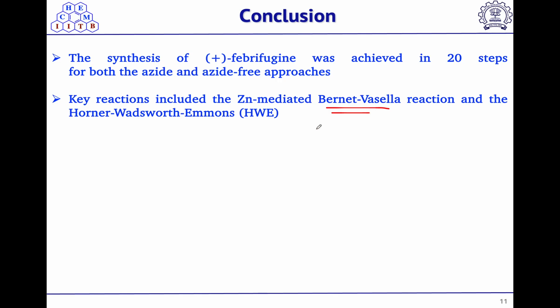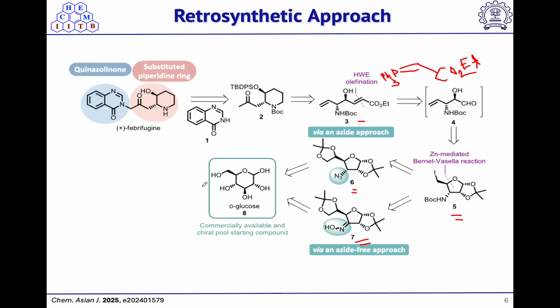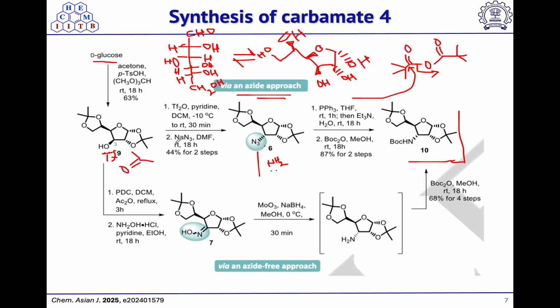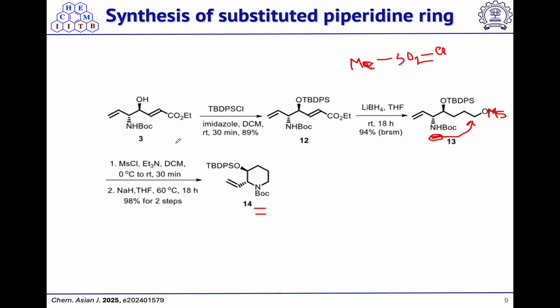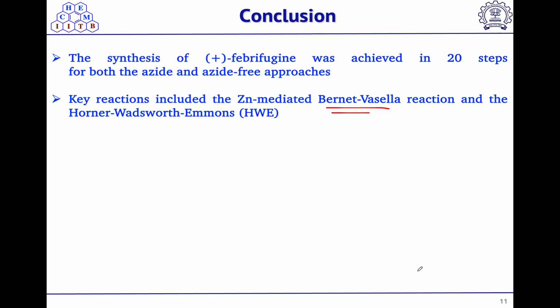So this is a very interesting example of how to start from D-glucose. As you can see, we started from commercially available D-glucose, and we could go the long way to get this plus fabricane. All the reactions were successful enough to give this natural product plus fabricane. Very interesting example.